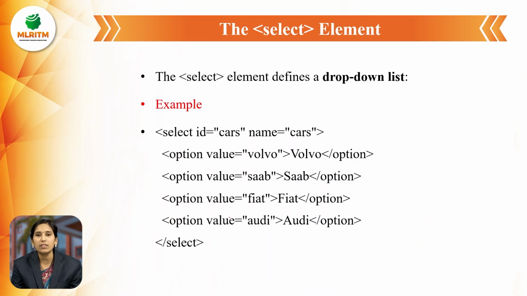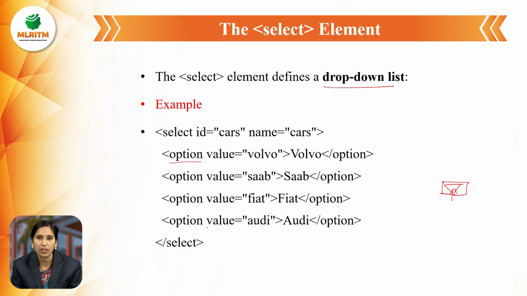The next element is the select element. The select element defines a drop down list. All of you know a drop down list, and whenever you click on this list, the options come up like this. In this example, we are using select id equals cars, with different car names, and name equals cars. The options we are using are the car names, and we give them with the option element.